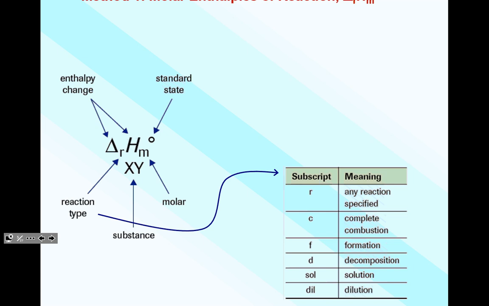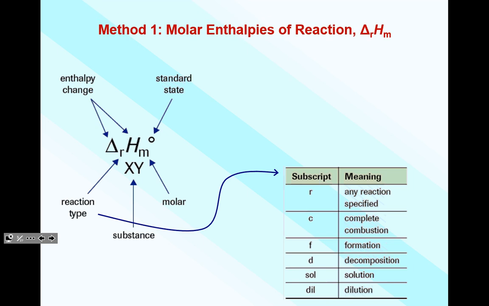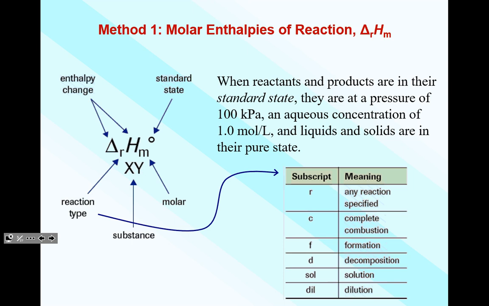Method number 1 is talking about molar enthalpies of reaction. This very fancy thing is just a way to show molar enthalpies of reaction. We're going to go through what each of those symbols means, and you're going to see that it's really not a big deal. So what needs to be included in this molar enthalpy of reaction? When reactants and products are in their standard state, they are at a pressure of 100 kilopascals, an aqueous concentration of 1.0 moles per liter, and liquids and solids are in their pure state.